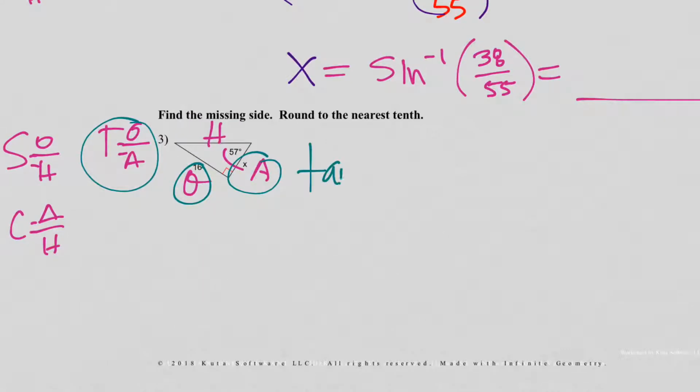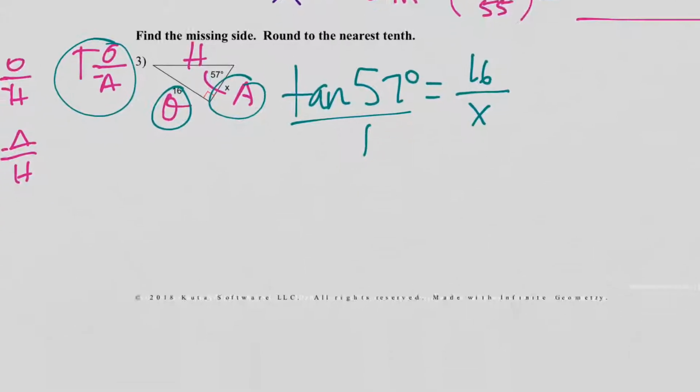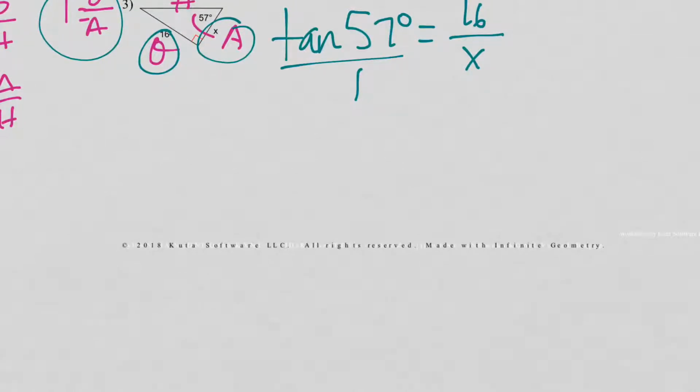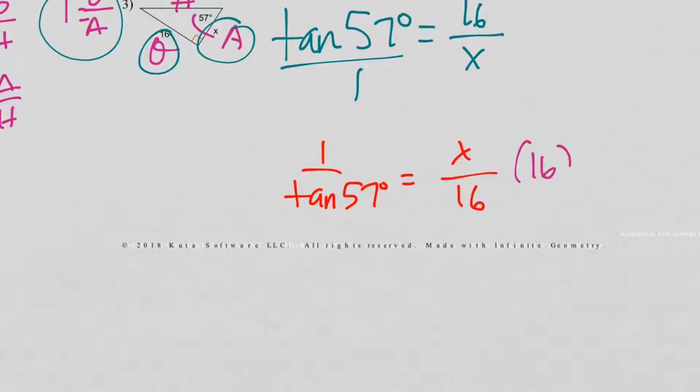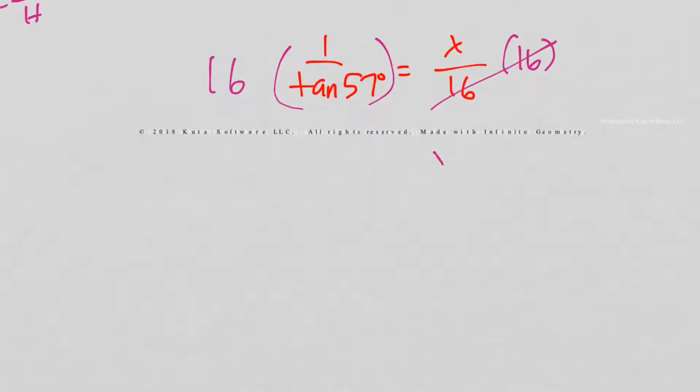So tangent of 57 degrees is equal to the opposite value divided by the adjacent value. Since my x is in the denominator, I'm going to flip this. So I'm going to get 1 over tan 57 is equal to x over 16. To get rid of 16, I have to do the opposite, which is to multiply. So now using your calculator, please type in 16 times the fraction of 1 over tan 57.